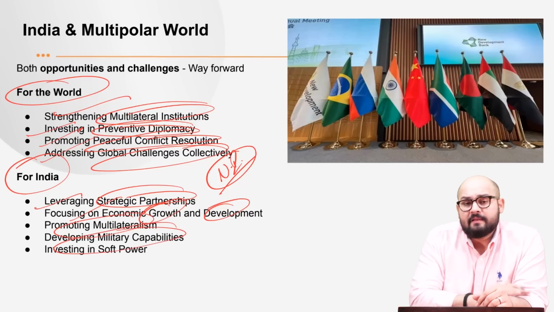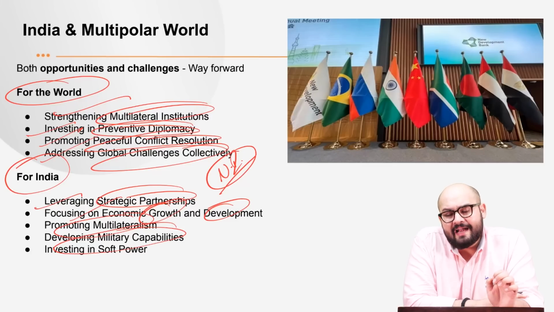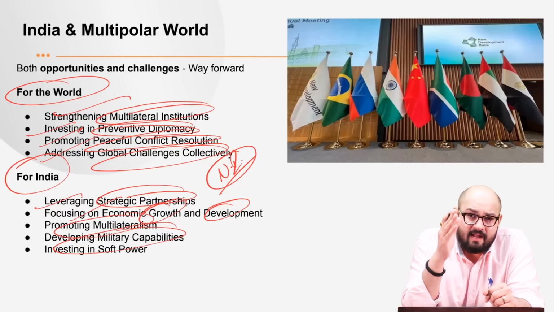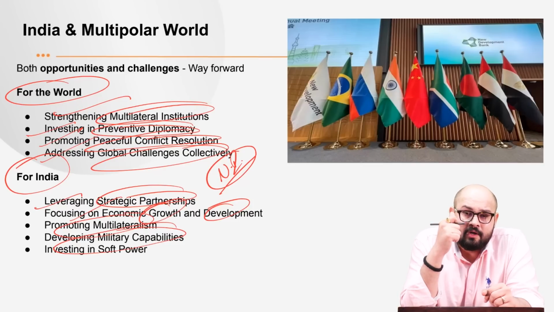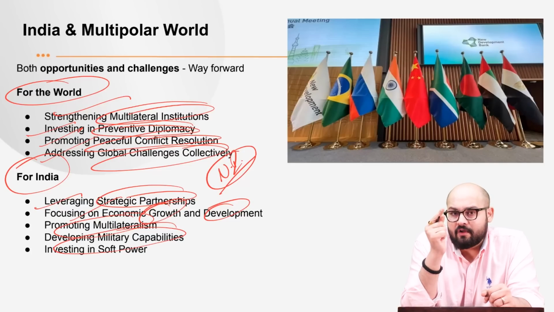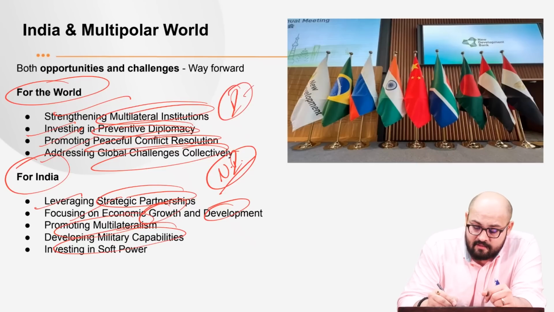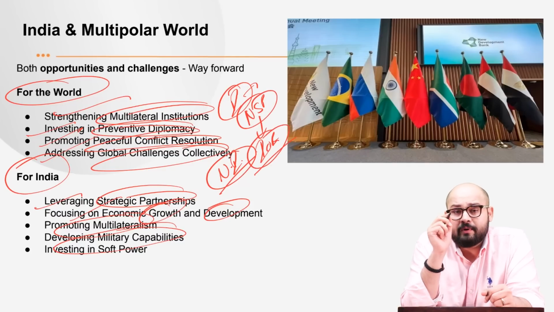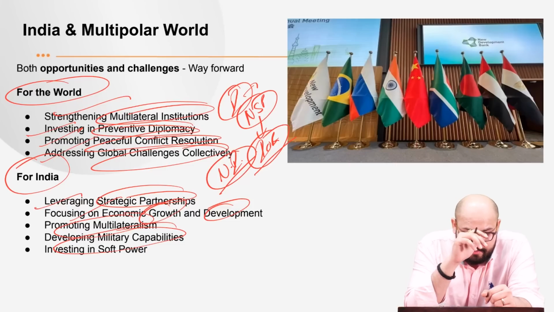Developing military capabilities. See, India needs to adequately invest in the military so as to deter any potential threat. Now we all know that there are very serious threats when it comes to China or Pakistan. So India needs to invest adequately in military capabilities, at the same time making sure that it enhances the overall regional security. Please understand, India describes itself as a net security provider in the Indian Ocean region, right? So it needs to invest adequately in the military domain.